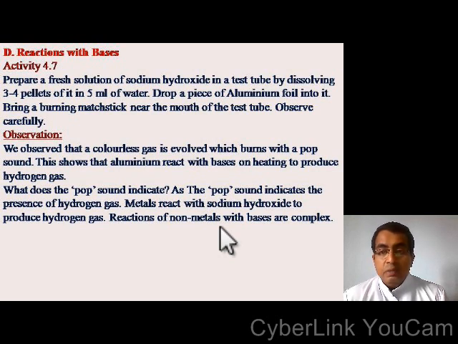Another activity: prepare a fresh solution of sodium hydroxide in a test tube by dissolving 3 to 4 pellets of sodium hydroxide in 5 ml of water. Drop a piece of aluminum foil into it. Bring a burning matchstick near the mouth of the test tube.